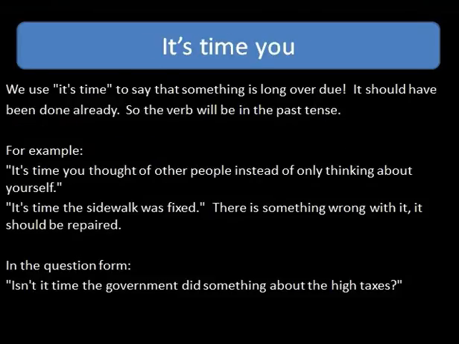With it's time, we use this to say that something is long overdue. It should have been done already. So the verb will be in the past tense. For example, it's time you thought of other people instead of only thinking about yourself. It's time the sidewalk was fixed. There is something wrong with it. It should be repaired. Or it should have been repaired. In the question form, isn't it time the government did something about high taxes? So this is the form of it's time, and we use that with the verb in the past tense.